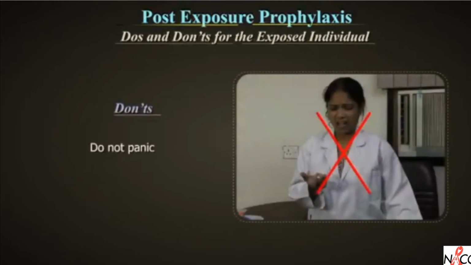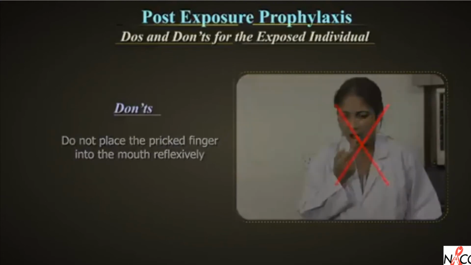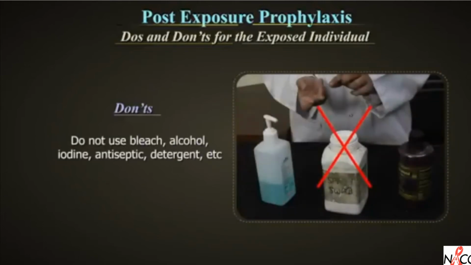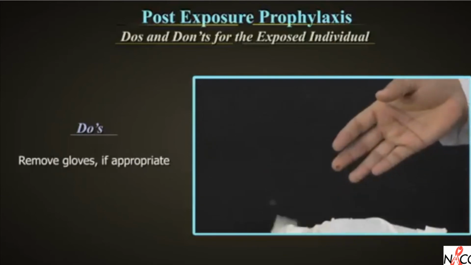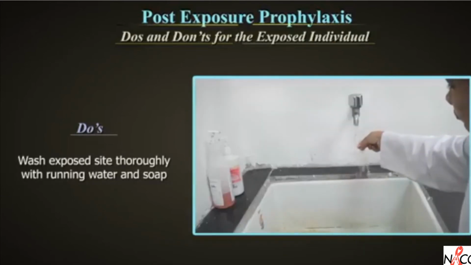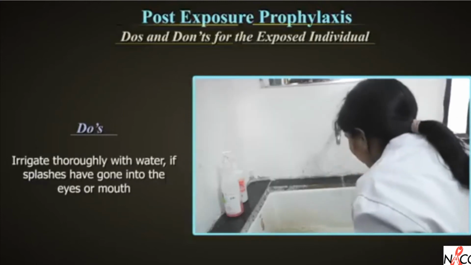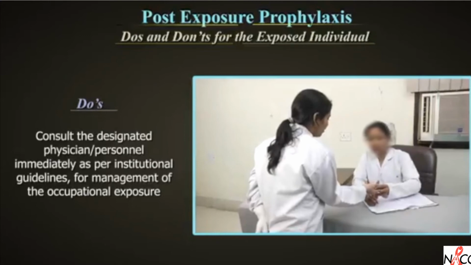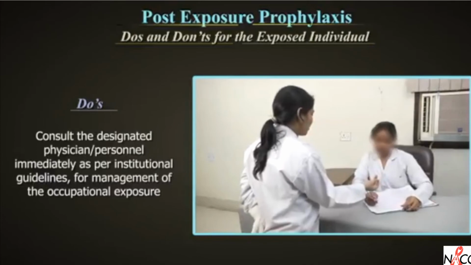Do's and don'ts for the exposed individual. Don'ts: Do not panic. Do not place the pricked finger into the mouth reflexively. Do not squeeze blood from the wound. Do not use bleach, alcohol, iodine, antiseptic, detergent, etc. Do's: Stay calm. Remove glove if appropriate. Wash exposed site thoroughly with running water and soap. Irrigate thoroughly with water if splashes have gone into the eyes or mouth. Consult the designated physician or personnel immediately as per institutional guidelines for management of the occupational exposure.